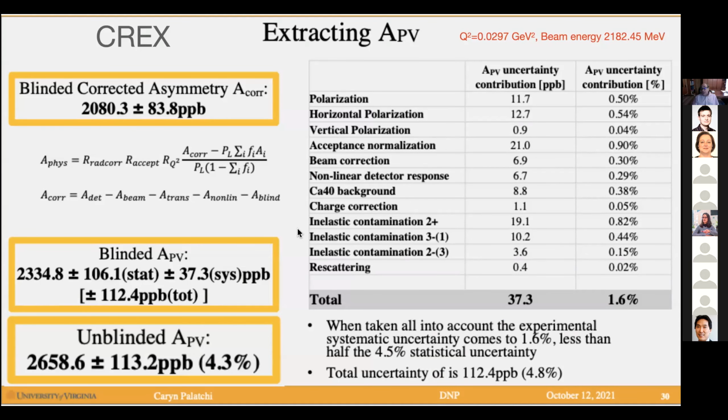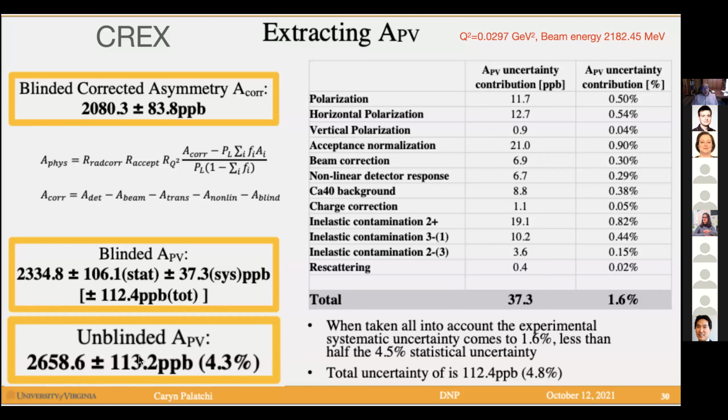Okay, so I apologize, this is a somewhat slightly confusing slide. I wanted to show systematic errors. So bear with me a second. Let me get to the end here. So the measured parity violating asymmetry. This is 2.2 GeV electrons scattering at about 4.5 degrees from calcium-48. So the measured asymmetry is 2.66 times 10 to the minus 6, or 2,600 parts per billion.